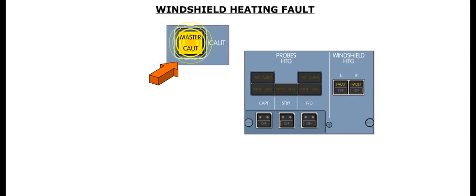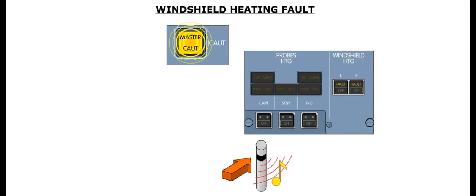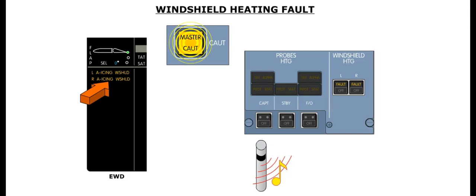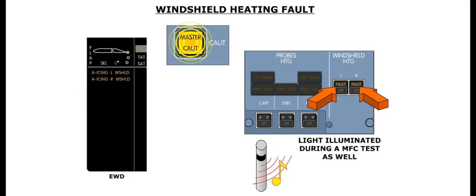The fault light illuminates in the event there is a loss of power to the associated window heat system. The other indications of a windshield heat failure consist of the master caution lights flashing, a single chime sounds, and an amber anti-icing windshield message is displayed on the EWD. The affected window is identified by the letter L or R. The fault light also illuminates during an MFC test.